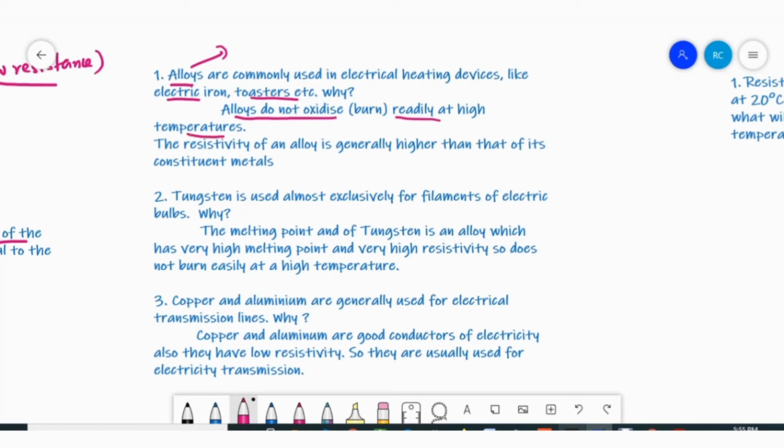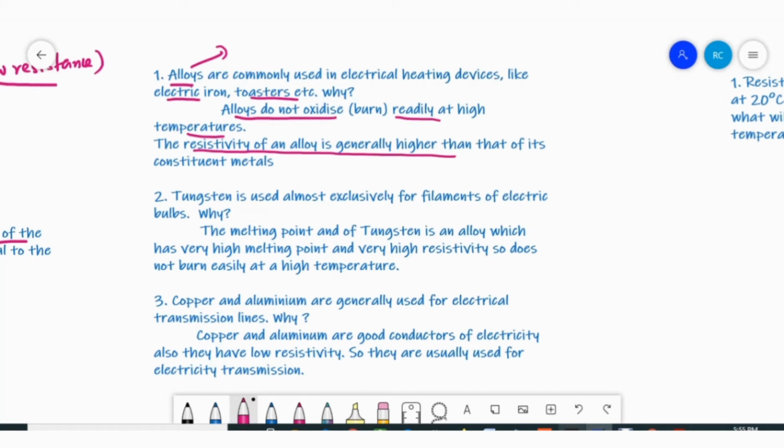Because in electric heating devices, very high current is used. By that time the temperature inside the material will have increased, and if you are using a pure metal, it will burn and that will damage the device. That's why we use alloys rather than pure metal. Also, the resistivity of an alloy is generally higher. So resistivity is high, and they will be poor conductors of electricity.